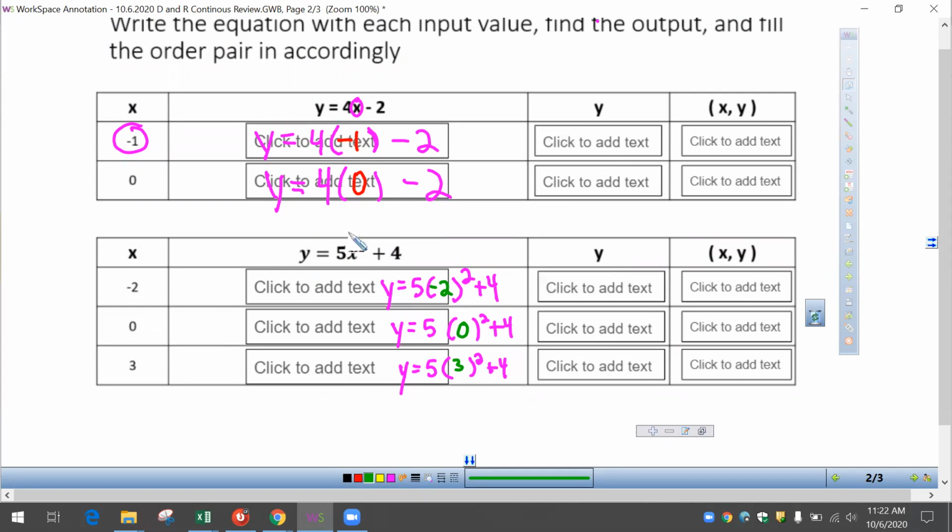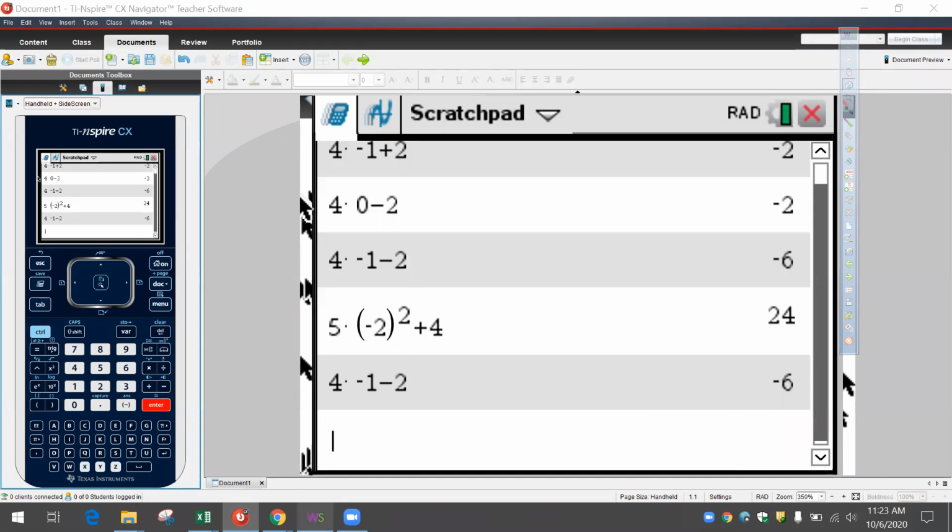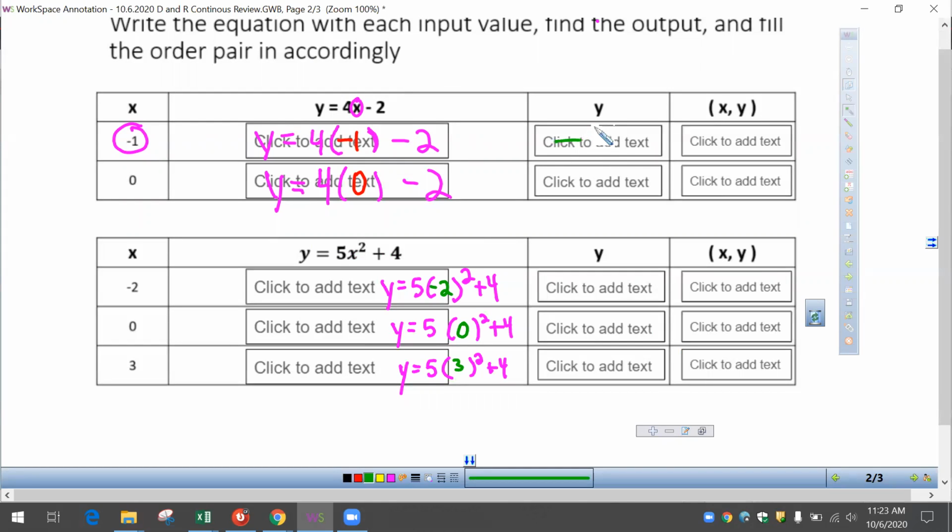So now once you have it set up, what you're going to do is type this one into the calculator, everything to the right of the equal sign. So you'll type in 4, open parentheses, and it was -1 minus 2, press enter, and you get -6, all right? So that's your output value. And once you're done with your output value, in this box, you'll write -1, comma, -6, all right?